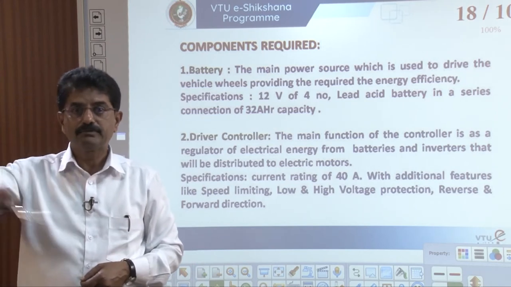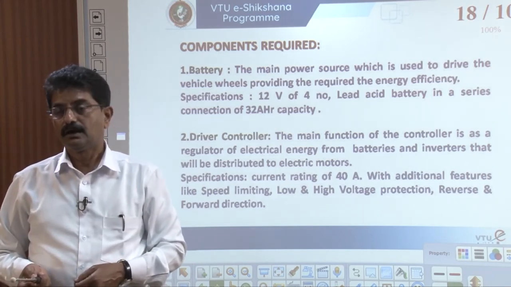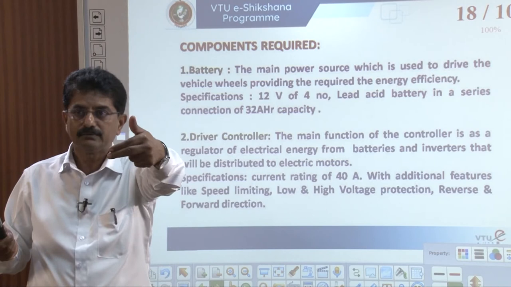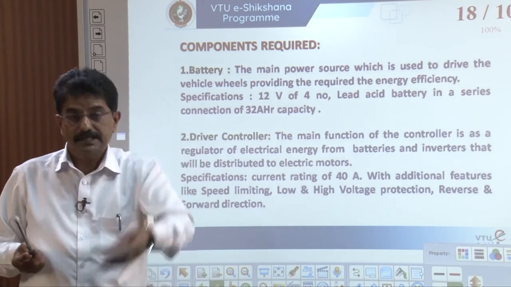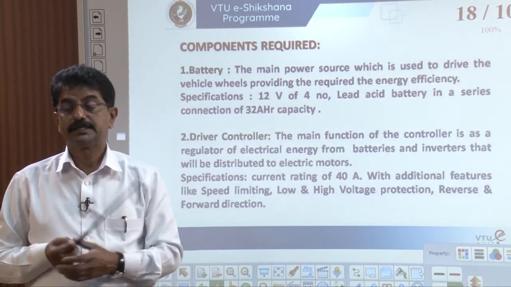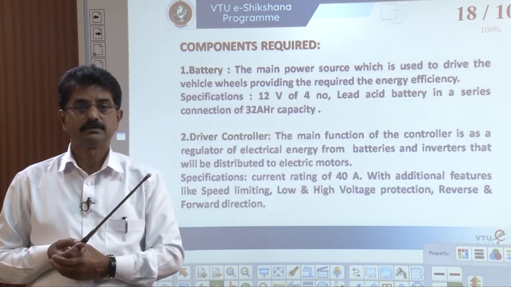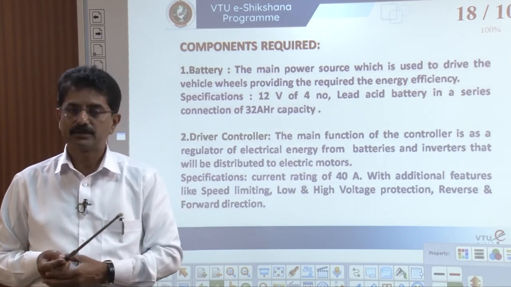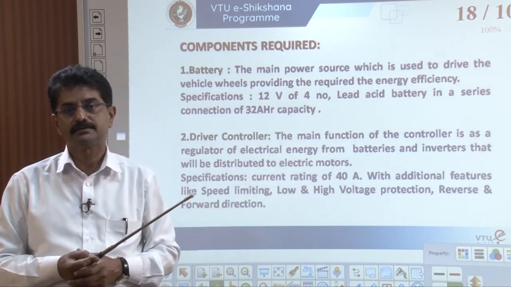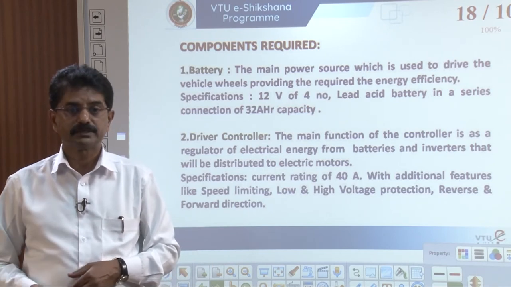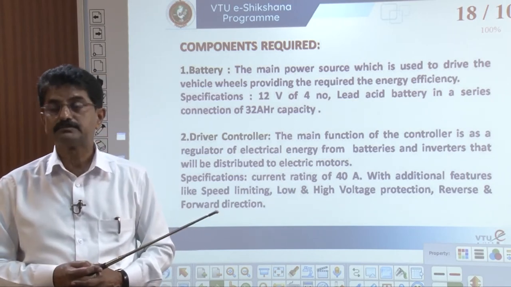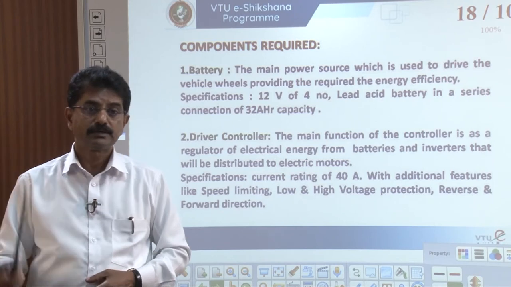We need to move the vehicle in the forward and the reverse manner. How to change the direction of rotation? With the help of a controlling device. The vehicle is moving in the forward direction, and suddenly we need to go back. At that time we have to change the direction of rotation, which depends upon the type of motor. For example, in a three-phase induction motor, when the three-phase supply is given, the machine starts rotating at a particular speed in a particular direction. If I want to change the direction, we can interchange any two supply terminals. In the same way, we change the direction of rotation of the motor with the help of a driver controller.